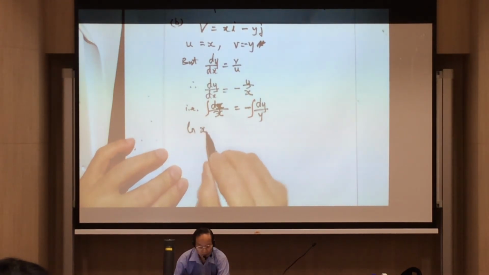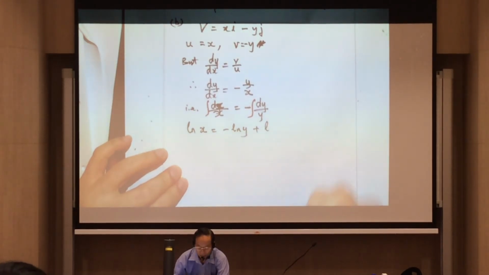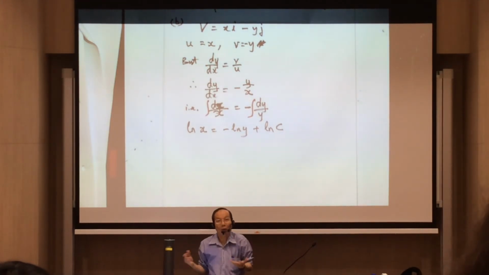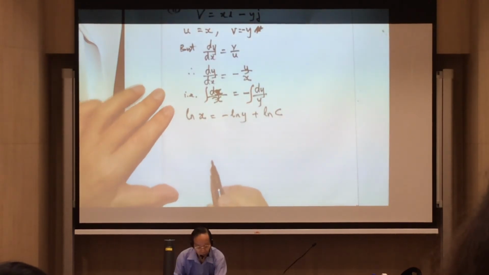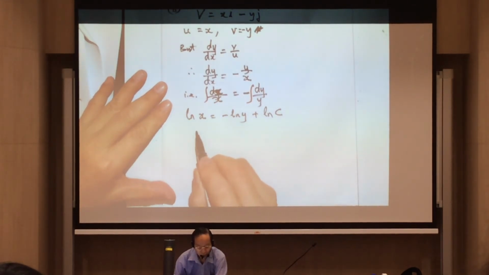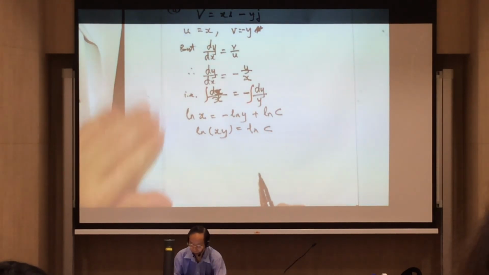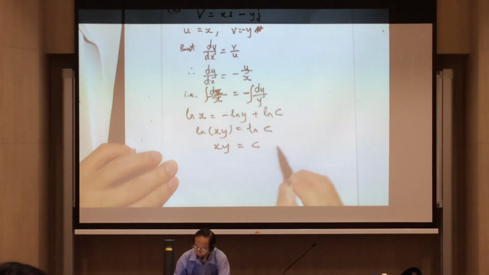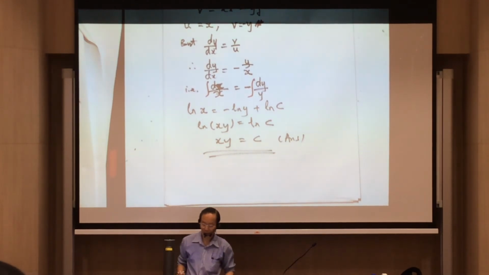You get log x on the left hand side equals minus log y plus c. We can just put log c because c is arbitrary. You can put b and b equals log c also, so it's arbitrary. Just rearranging it, you would get log xy is equal to log c. Therefore xy is equal to c, and that is the equation of the streamline.